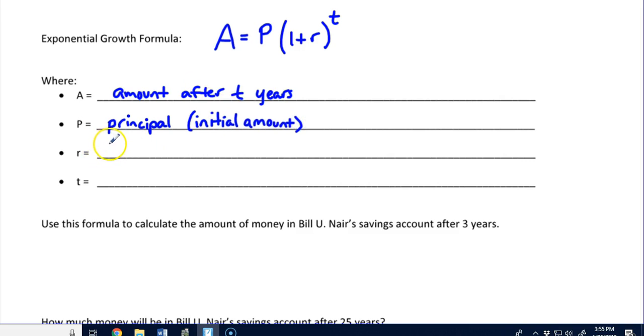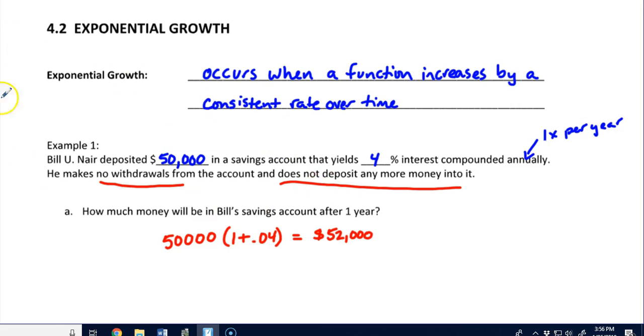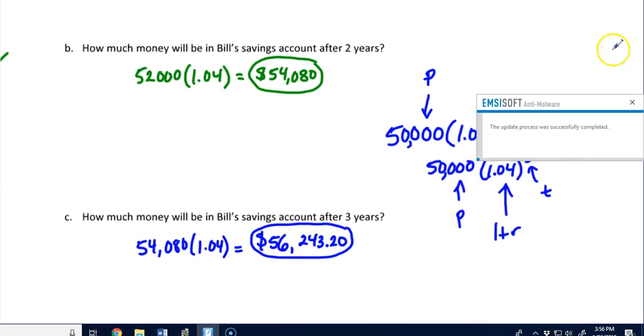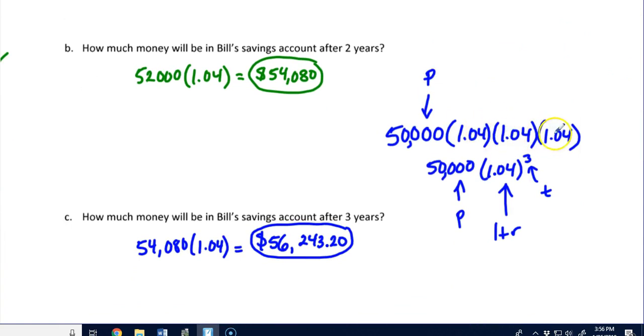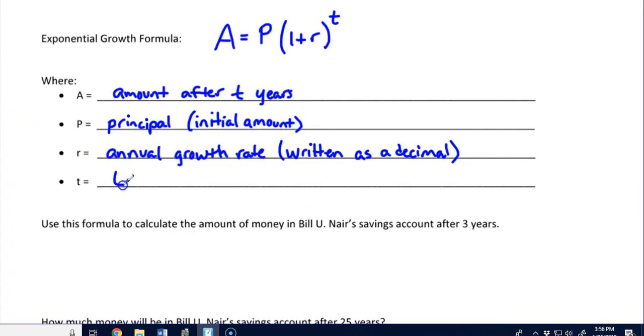Okay, R is your annual growth rate. And finally, T stands for time. Remember, that was our exponent in the previous situation. With billionaire, we kept multiplying by that 1.04 every year, so the T stood for the number of years. As long as we're talking about an annual growth rate, this is going to be measured in years.